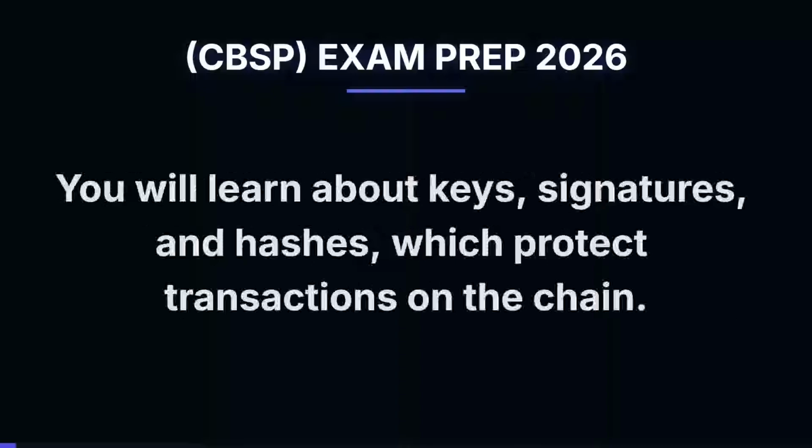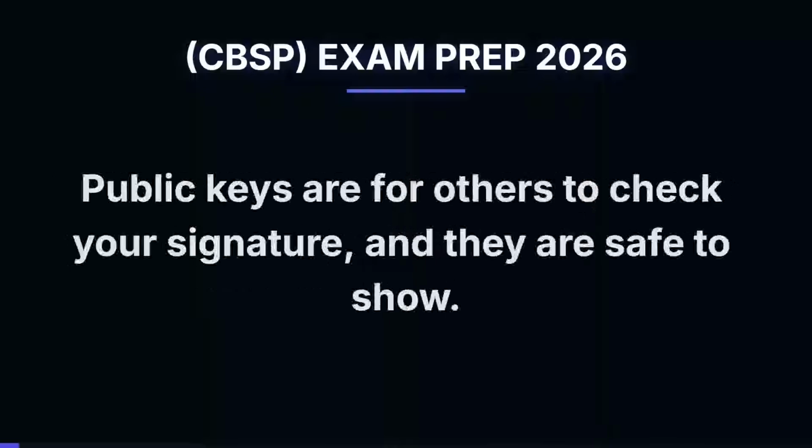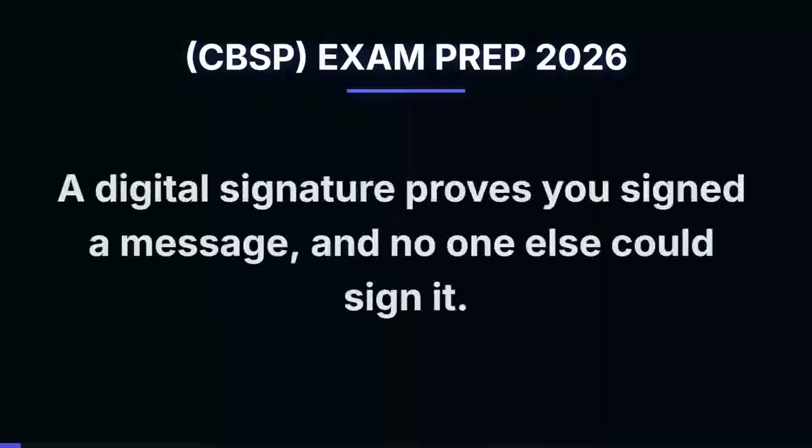You will learn about keys, signatures, and hashes, which protect transactions on the chain. Private keys are secret strings that you must keep safe and never share with anyone. Public keys are for others to check your signature, and they're safe to show. A digital signature proves you signed a message, and no one else could sign it.